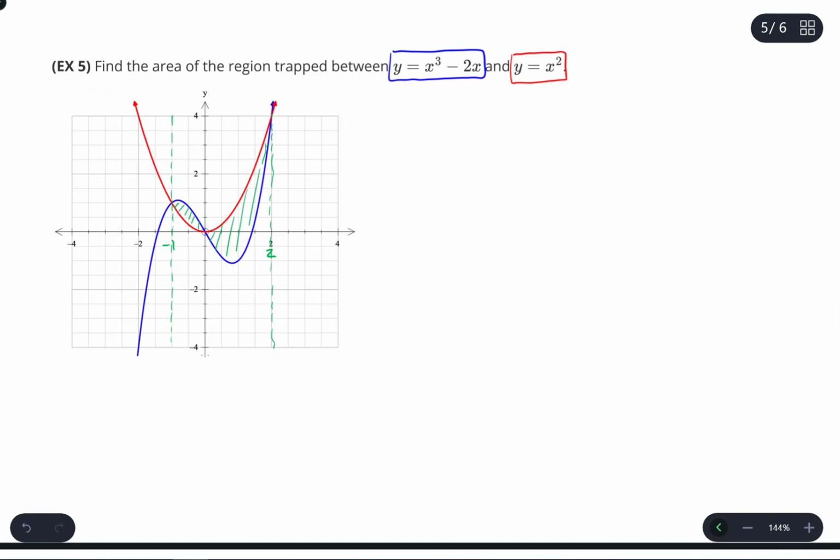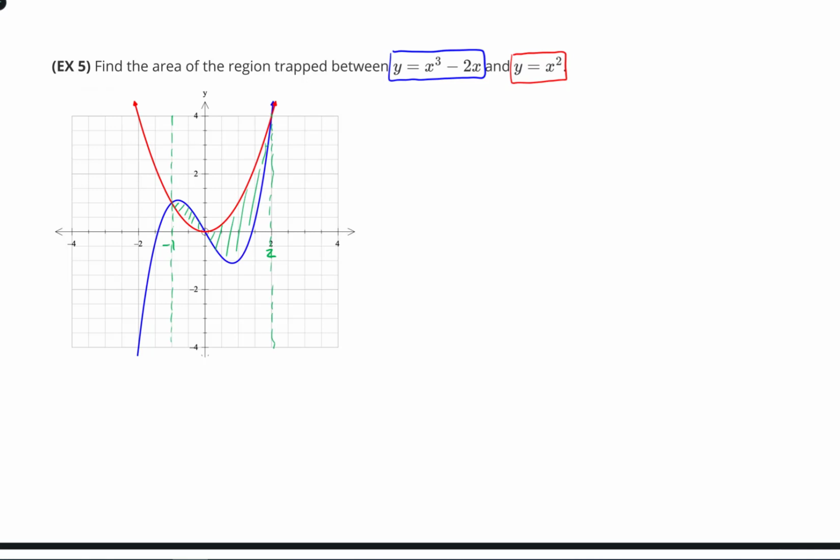Now, here's the thing. If I integrate across the entire interval, if I use the cube as the upper function first, this little portion would be positive, and then this region right here would end up being negative because the square function is on top. There's no real way around it. What we have to do here is split this up into separate subintervals.